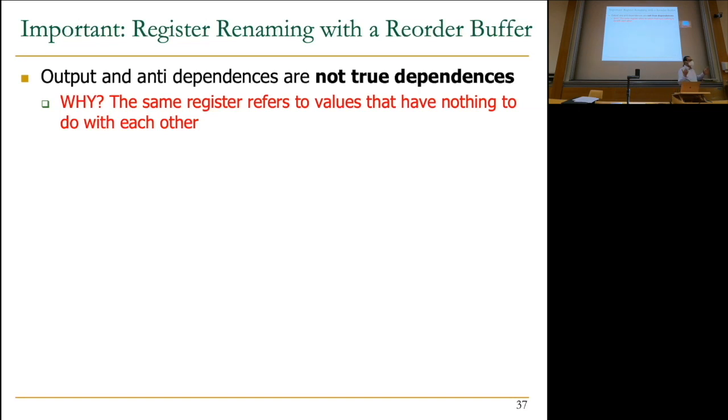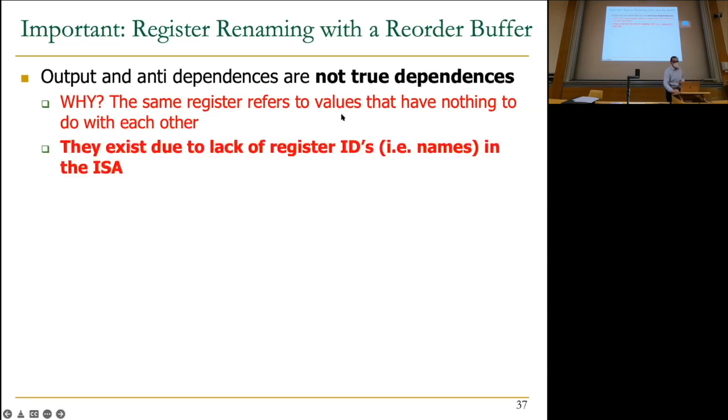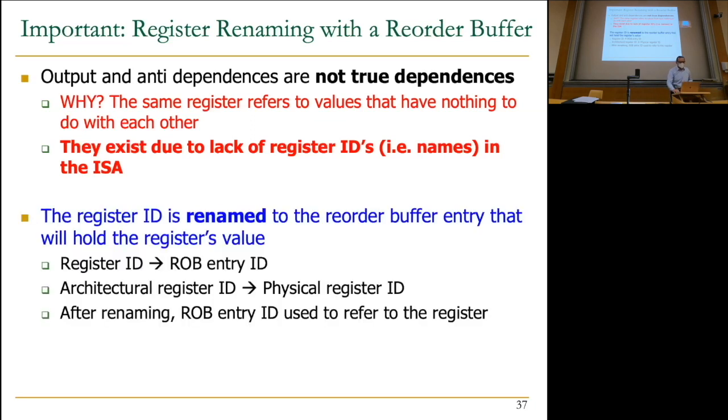Okay, so let me go into this a little bit more before we conclude. Now, this is really important. We've renamed the registers with a reorder buffer. As we discussed, output and anti-dependences are not true dependencies because the same register refers to values that have nothing to do with each other, right? And as I discussed earlier, they exist due to the lack of register IDs in the ISA. Now, what we have done is we took the architectural register ID and renamed it to the reorder buffer entry that will hold the register's value. This is also called renaming the architectural register ID to a physical register ID, as we will see later on in out-of-order execution.